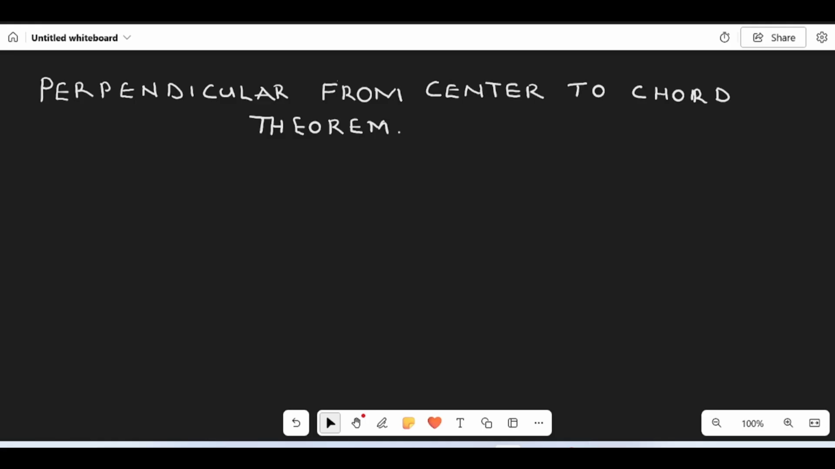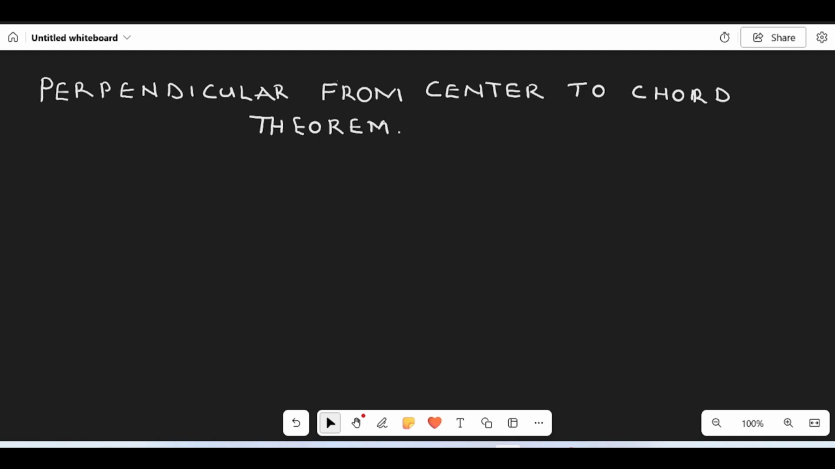Today, we are going to explore a very interesting and useful property of circles: the perpendicular from the center to a chord theorem, also called the chord bisection theorem. By the end of this video, you will understand why this theorem works, how to prove it, and how to apply it to solve exam questions.